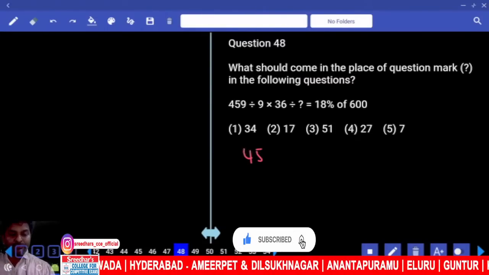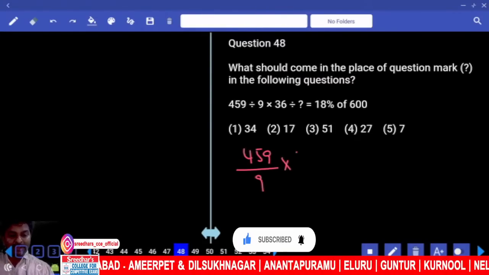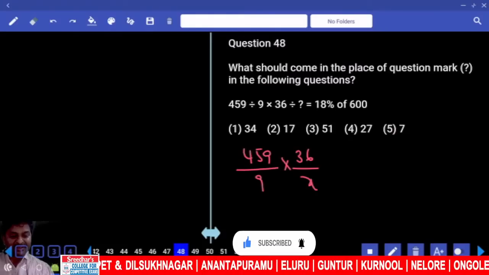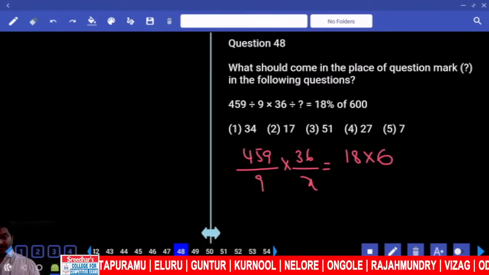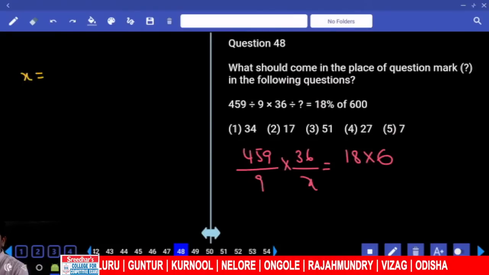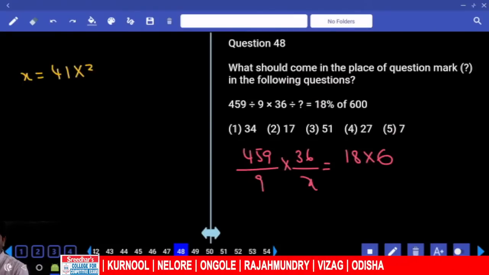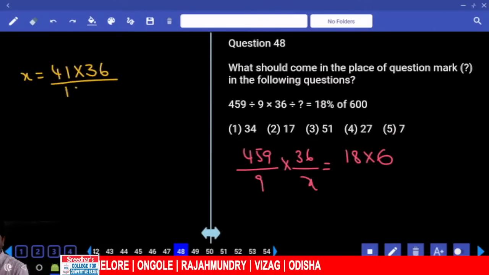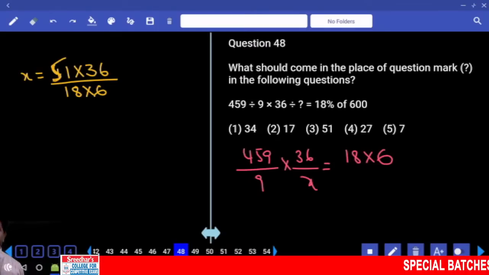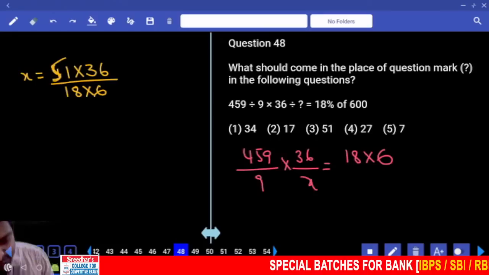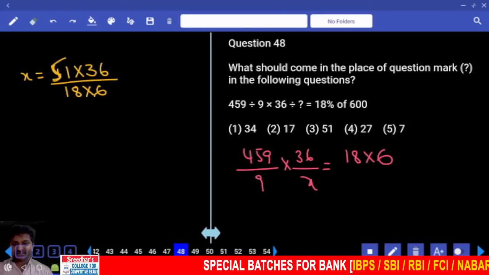Come on. 459 by 9 into 36 by x, 18 percentage, 18 into 6. Then x will be equal to 41 into 36 by 18 into... 51, sorry. 51 into 36 divided by 6. Is it clear? Same thing, right? Yes. Right.